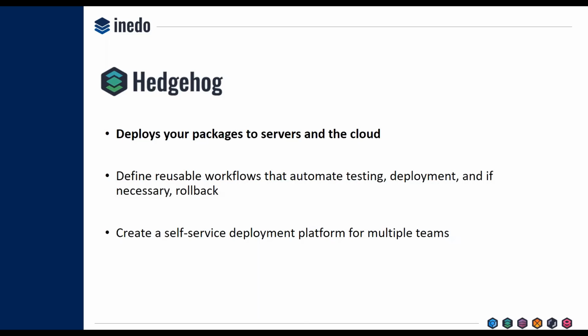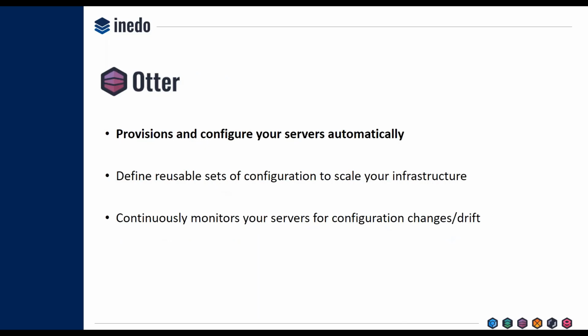But the idea with Hedgehog is that it takes the packages, these components that you've built, and deploys them to all the various servers and, of course, the cloud, using all of the reusable workflows and pipelines that we have in Buildmaster. And the whole idea with this is a self-service deployment platform for multiple teams. Otter, which we'll be spending all of the rest of the time on today, provisions and configures these servers.